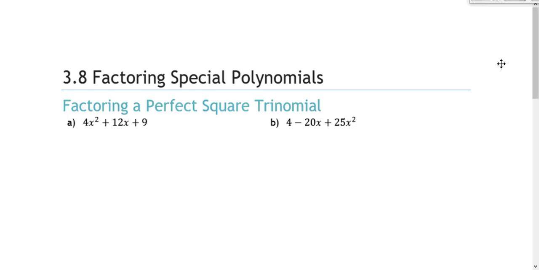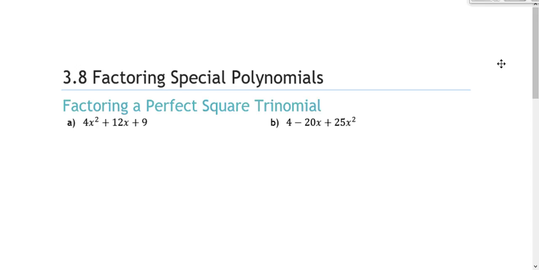So this is 3.8, factoring special polynomials. We have dealt with factoring easy trinomials and factoring by decomposition. Now we're going to go on and learn about three special things that we're going to deal with.